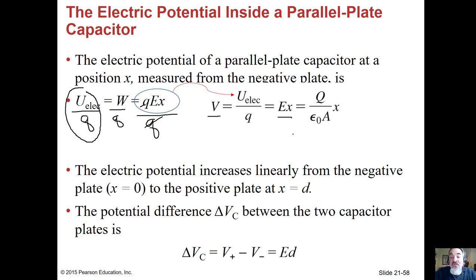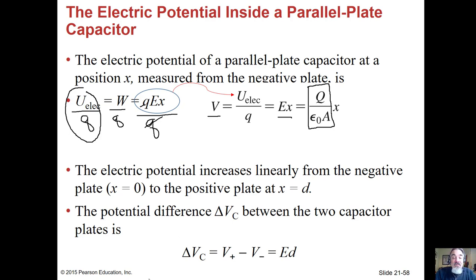And then if you remember from the previous chapter, the electric field due to a parallel plate capacitor is this. This is the electric field due to a parallel plate capacitor. So we could plug that in. And finally, then we have what the voltage for a parallel plate capacitor is. Qx over epsilon naught, that's just the constant, times A.